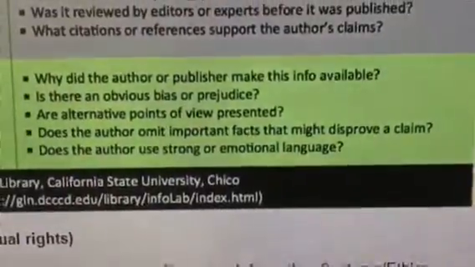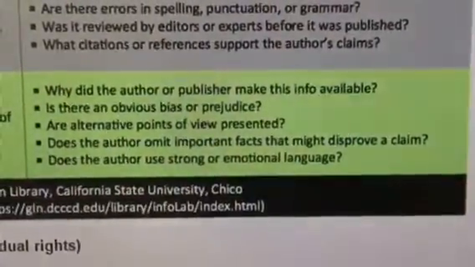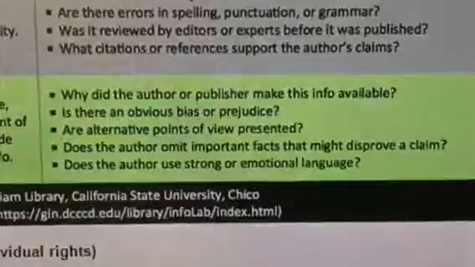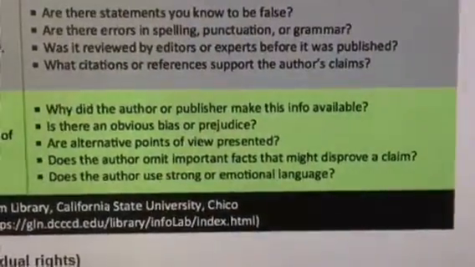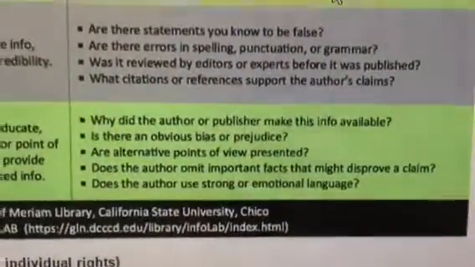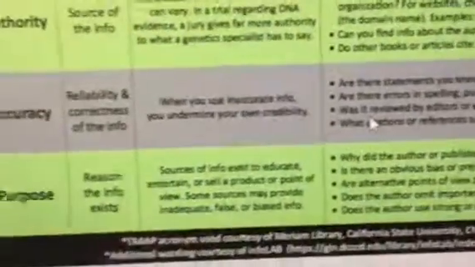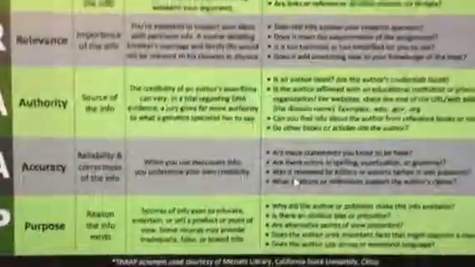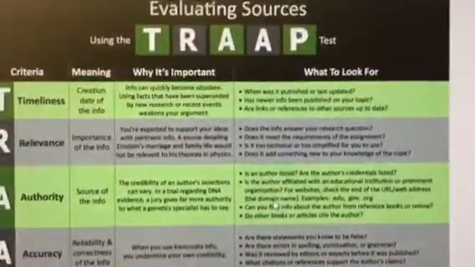Does the author omit important facts that might disprove a claim, and does he use strong or emotional language such as, the world is going to end? I've seen that a lot lately. Humanity as we know it has died. Okay, these are strong emotional statements. They're not necessarily based in fact. Be careful. And that's what I'm looking for.